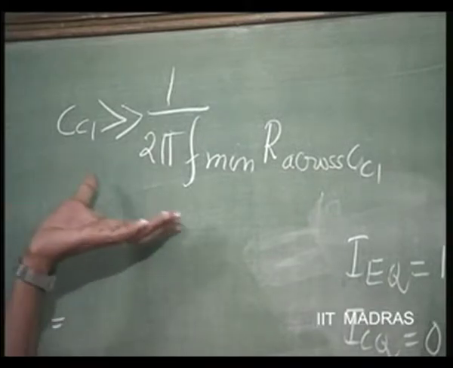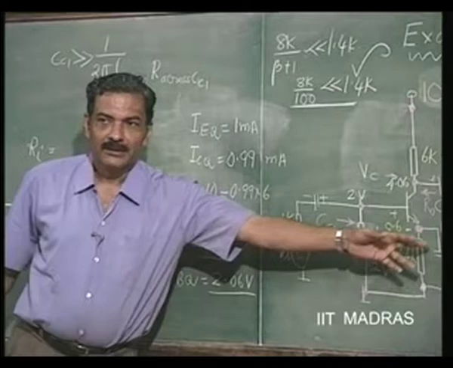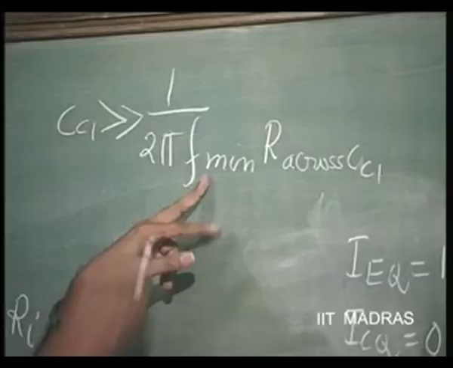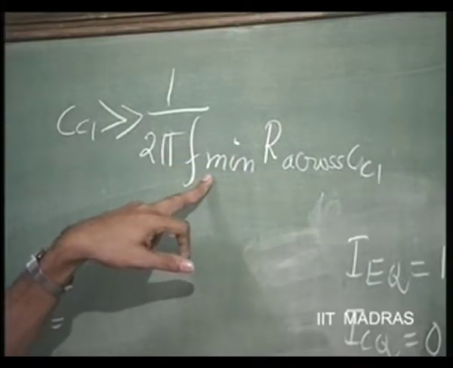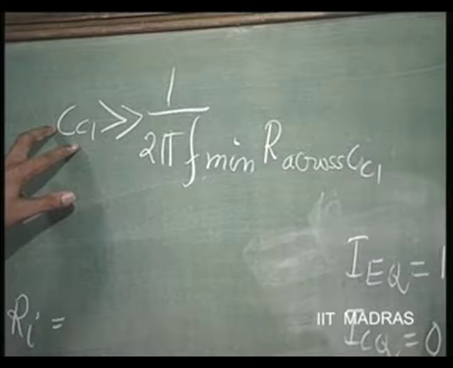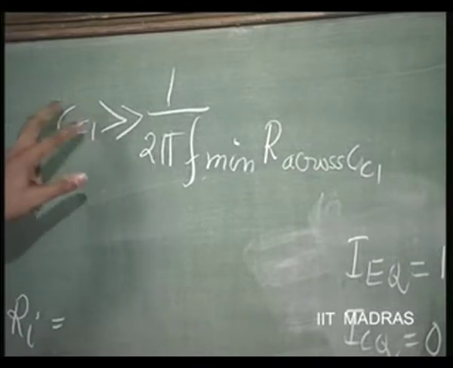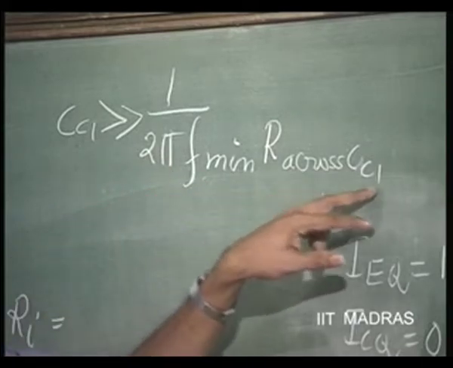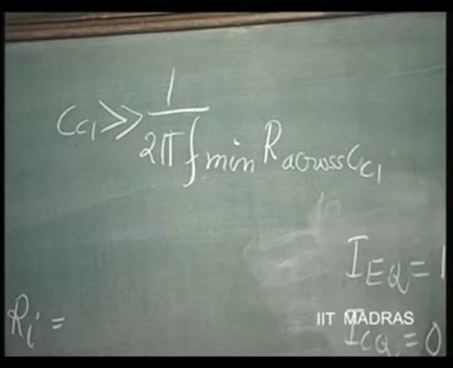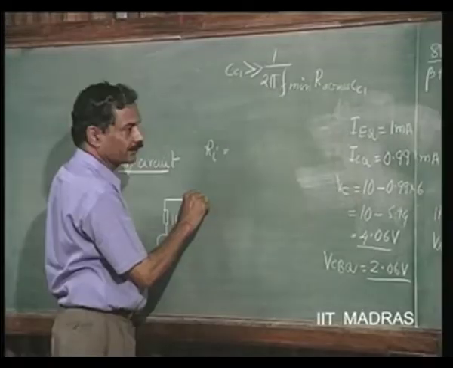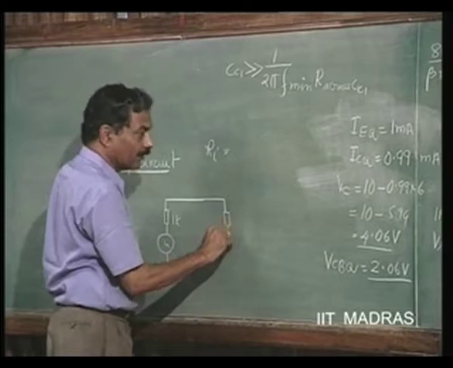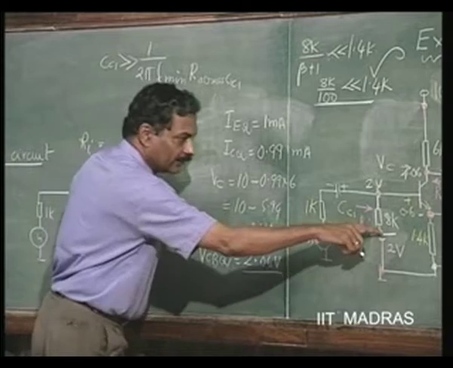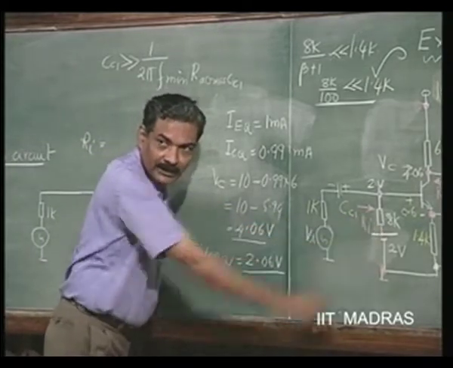This is what we have used for CE also, design of CE. So, under the minimum frequency of interest, the capacitors should be so chosen that it is much greater than 1 over 2 pi f min R across CC1. That is done, it is a short circuit. Then we have 8K, and this is at a constant potential, and therefore, this is a short.